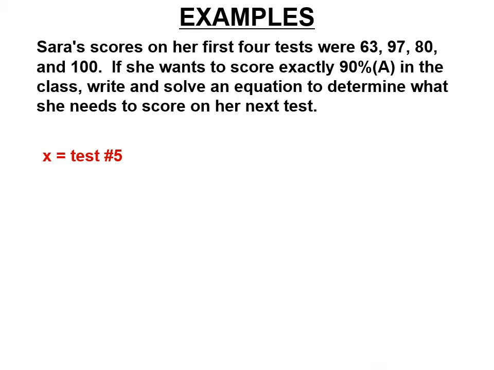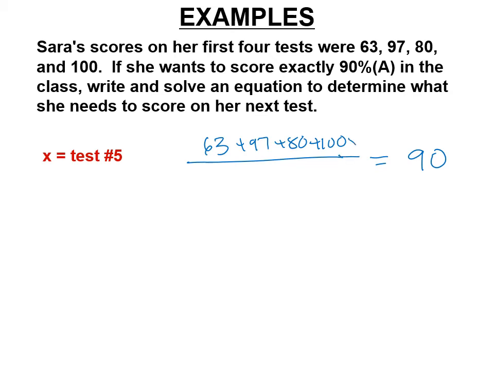All right, so this is very helpful for your schoolwork. Sarah's scores on her first 4 tests were 63, 97, 80, and 100. She wants to score exactly 90%. Okay, we're going to assume these were all percents out of 100. Write and solve an equation to determine what she needs.